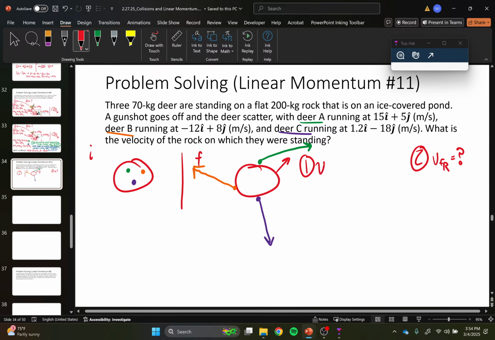What's given? We have the velocity of deer A in the beginning, and that's 15I plus 5J. We have the velocity of deer B in the beginning. That's negative 12I plus 8J. We have the velocity of deer C in the beginning. That's 1.2I minus 18J. And we have the mass of all the deer. Mass of deer A equals mass of deer B equals mass of deer C.